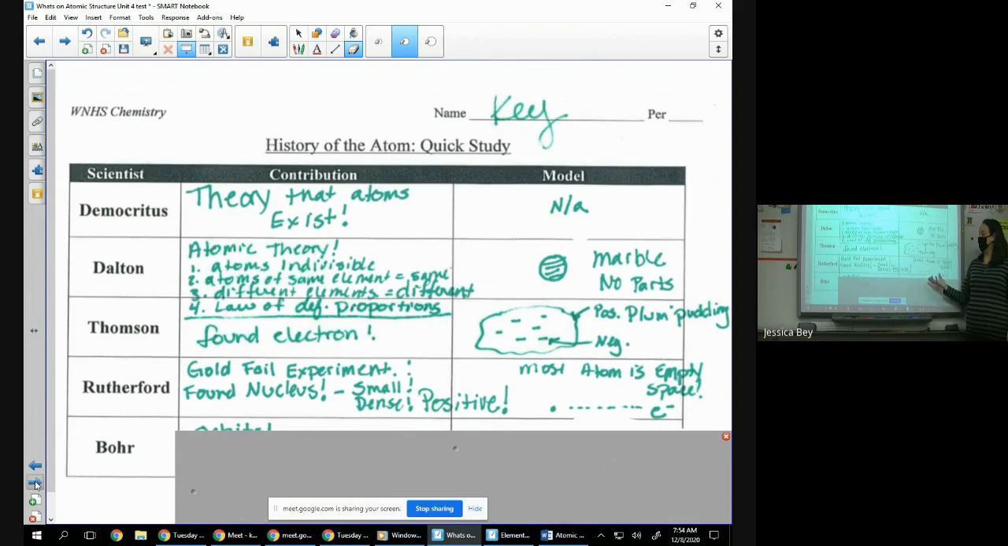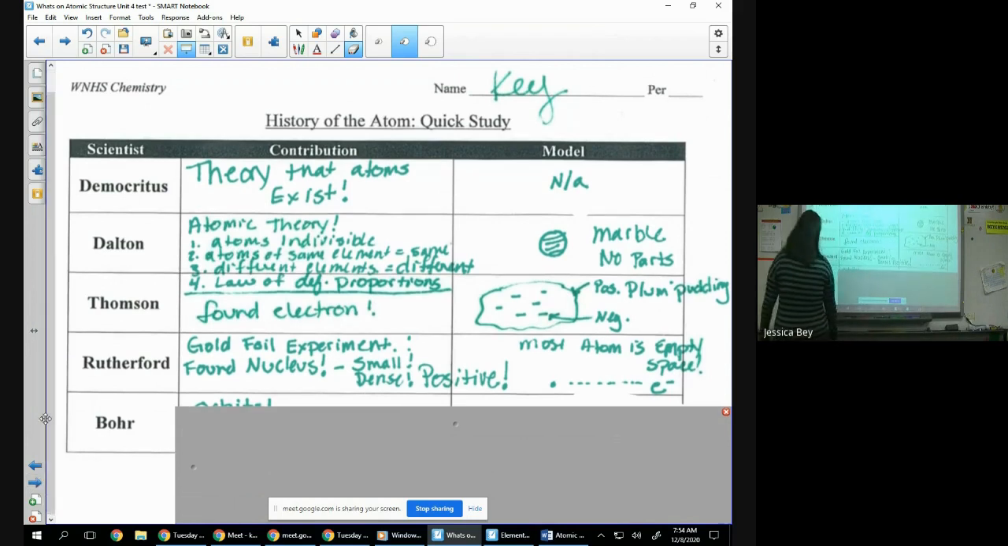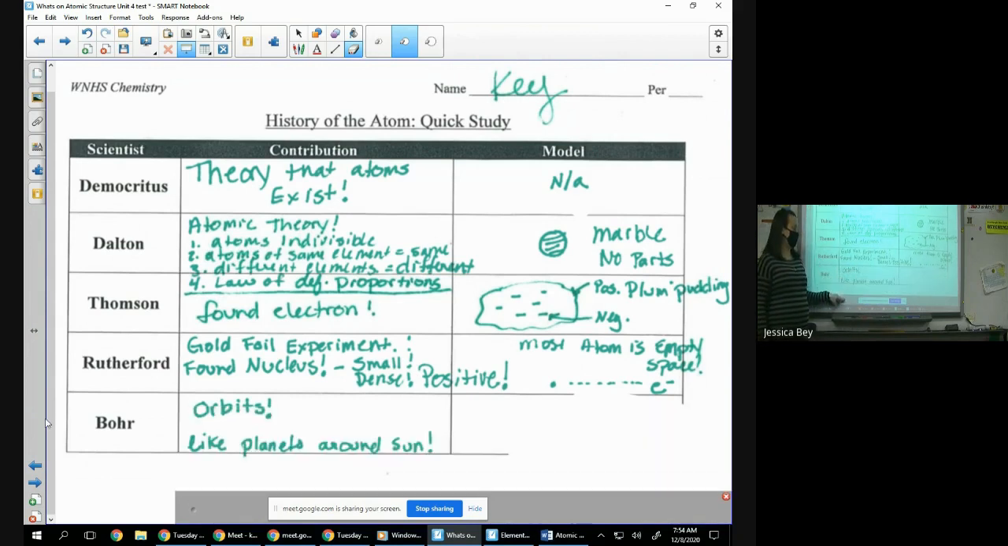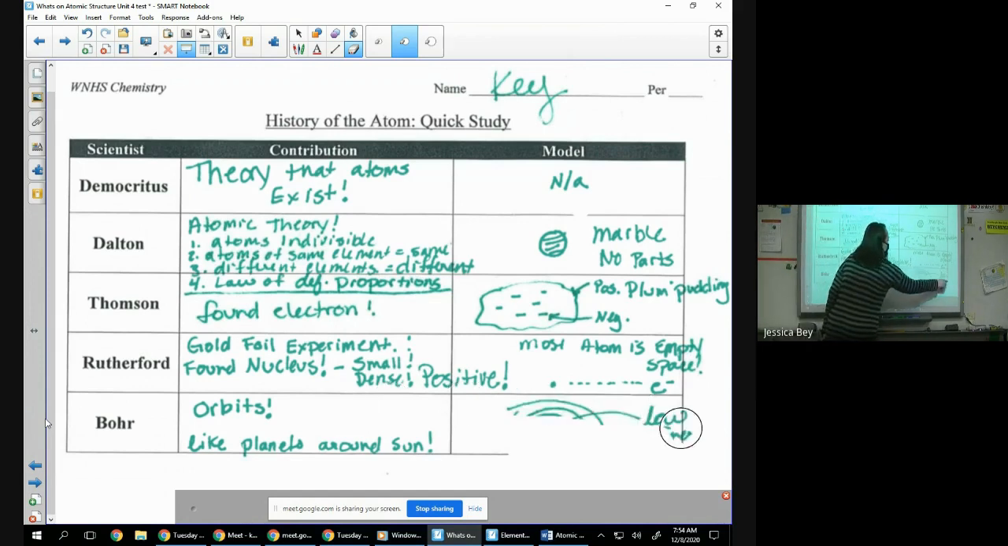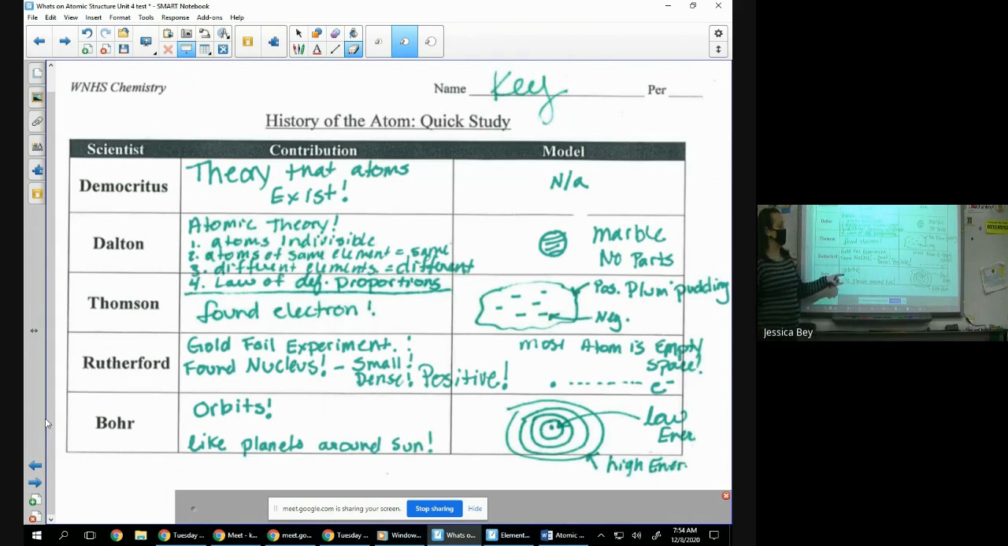Then we had this problem with electrons. Oh, before Bohr, or right around the time of Bohr, we had Chadwick. Chadwick went ahead and told us that there's a neutron in the nucleus. That's great, but he kind of fell off here. Then we had Bohr, and Bohr found this idea of orbits that said that electrons move like planets around the sun, and that there's lowest energy close to the nucleus and higher energy further away from the nucleus.